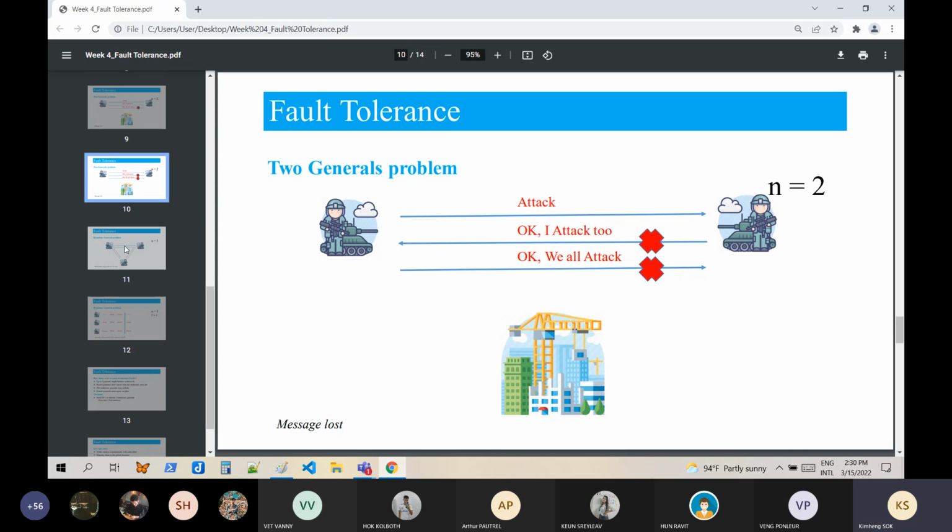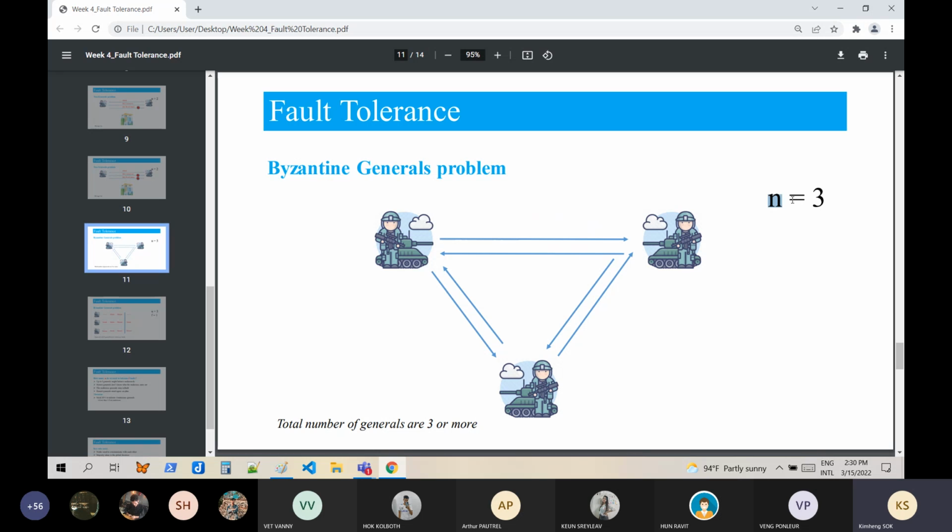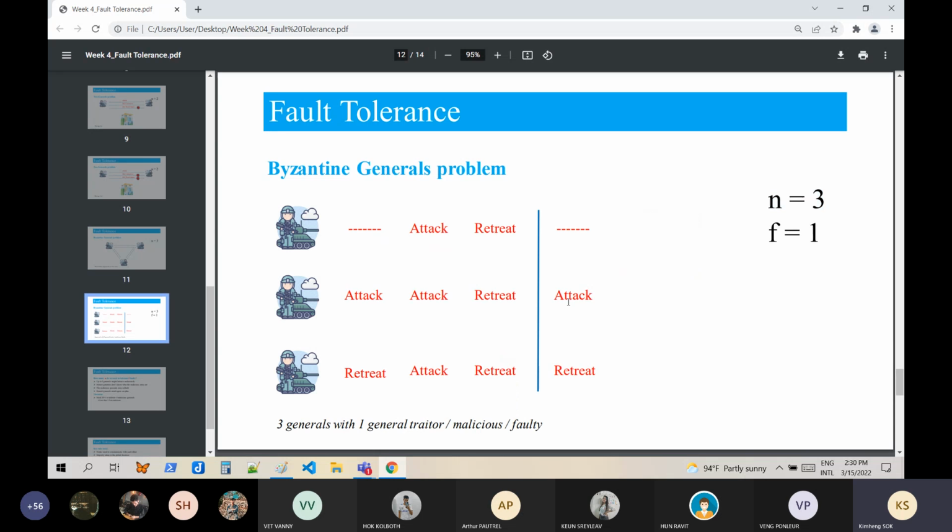So now let's see if the number of general is bigger than 2, like 3, 4, 5, 6, 7 or 10. Okay, so if the number is getting bigger, how do they talk to each other? Okay, so in this case we have a 3 general. So in that case we don't call a 2 general problem anymore. We call it Byzantine general problem because it is related to Byzantine Empire, and then the number of general is more than 2.